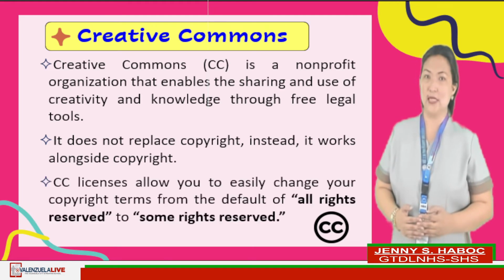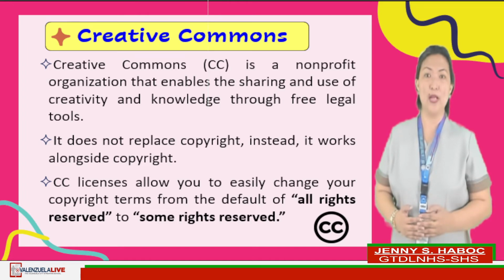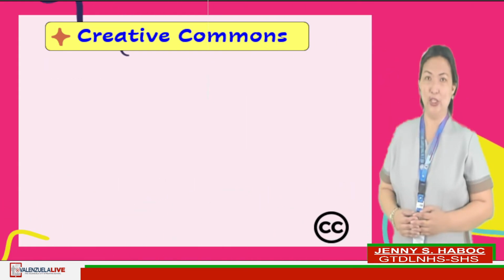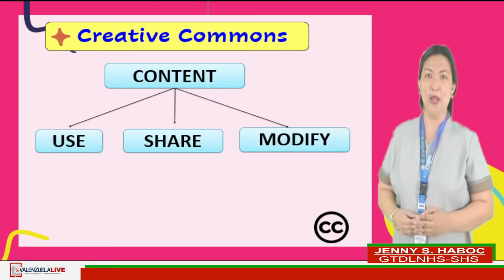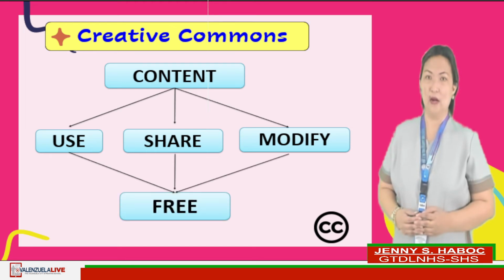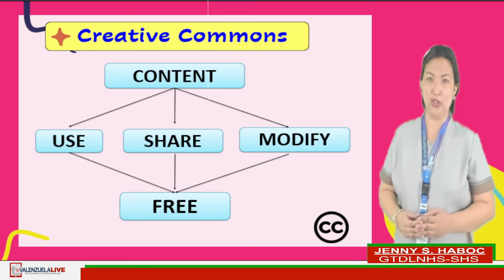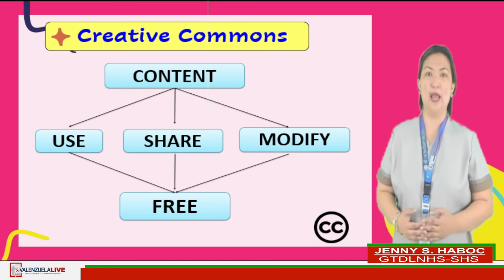Creative Commons licenses allow you to easily change your copyright terms from the default of all rights reserved to some rights reserved. The application of the Creative Commons license to a piece of intellectual property tells content consumers that they may use, share, and sometimes modify your content for free. Creative Commons licenses are frequently applied to photographs and artwork, videos, music and audio files, presentations, coursework, ebooks, blog posts, and wiki pages.